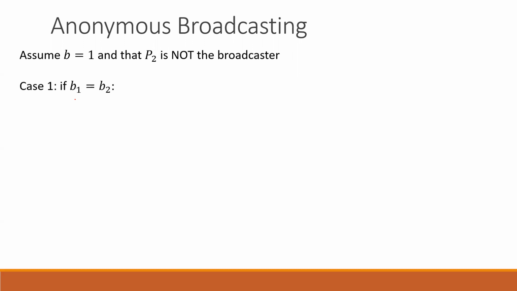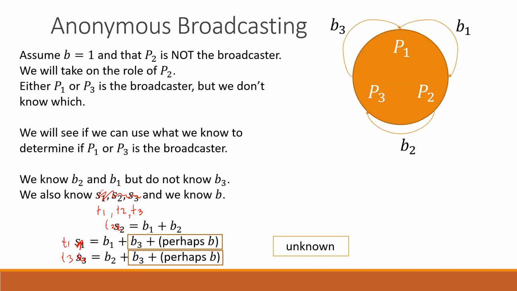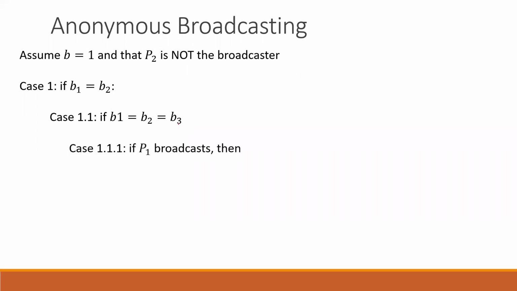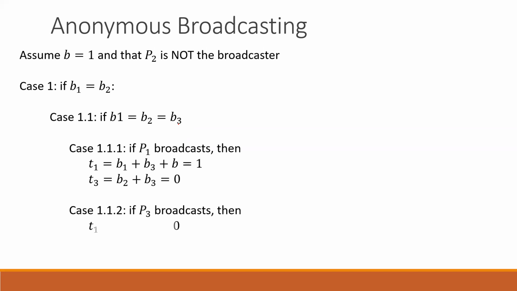Okay, so case one: the two bits that I know, B1 and B2, let's assume that they're the same. They're either both 0 or both 1. And then let's assume that B3, which we don't know, is also the same. Well, if P1 broadcasts, then we get T1 is equal to 1 and T3 is equal to 0. If P3 broadcasts, then we get T1 is equal to 0 and T3 is equal to 1. So if this is the case, then we can figure out who broadcasts by T1 and T3.